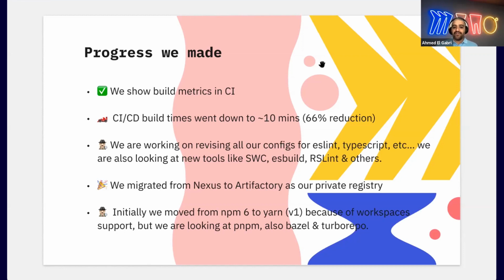We are also working on revising all our configs for ESLint, TypeScript, etc. As I mentioned, I was working on that the last couple of weeks, and my colleagues are also still working on some of these things. We are also looking at new tools like SWC, ESBuild, RSLint, etc. For those who don't know about these tools, these are kind of like next generation front-end tooling. They are mostly built with Rust or Go. They are actually not built with JavaScript.